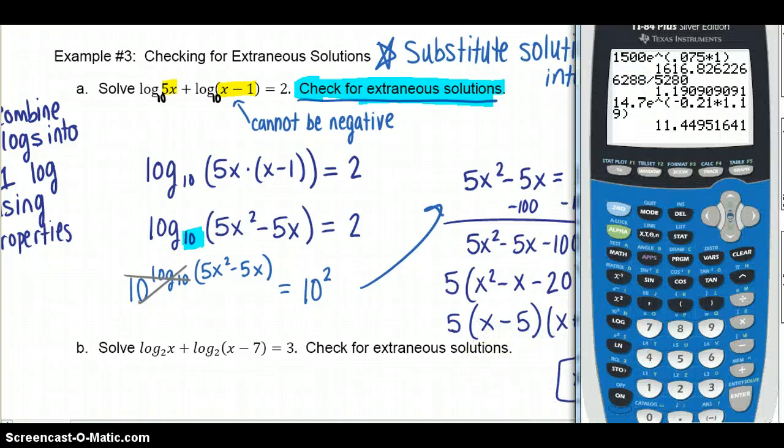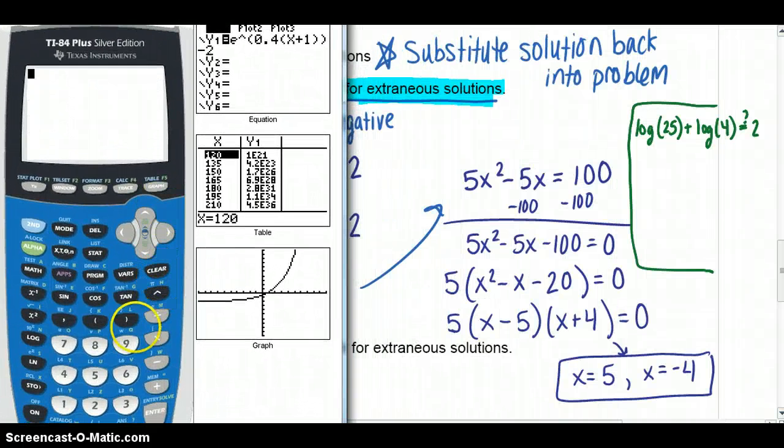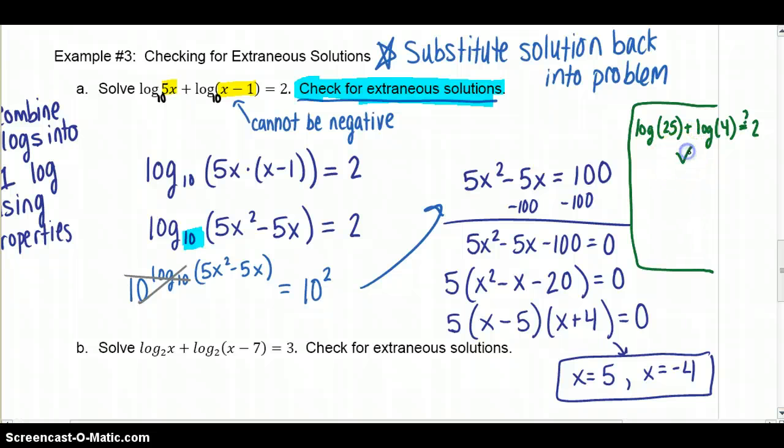Well, let's check in the old trusty calculator. Log of 25 plus log of 4. Guess it equals 2, so that one looks good.